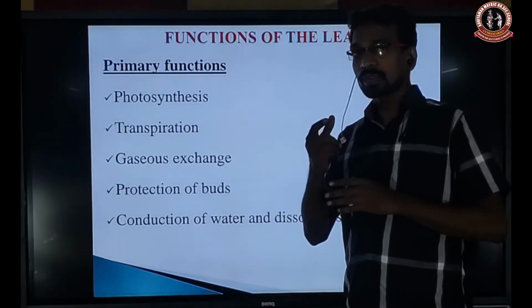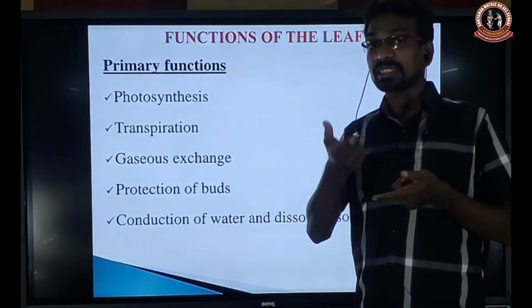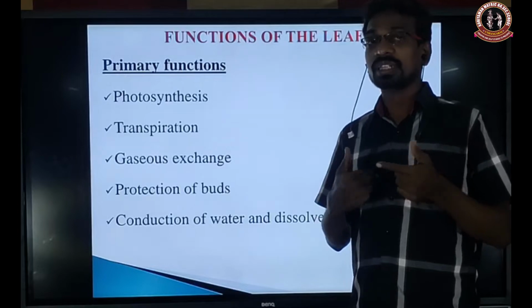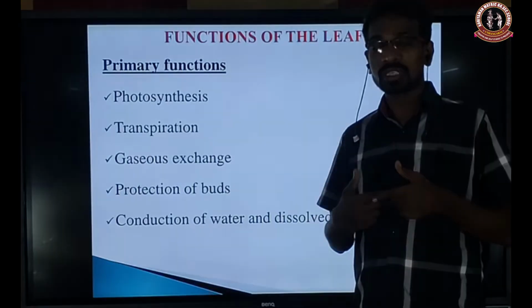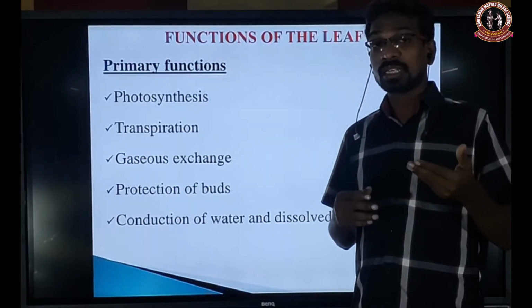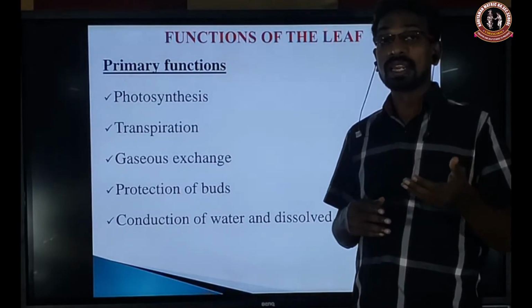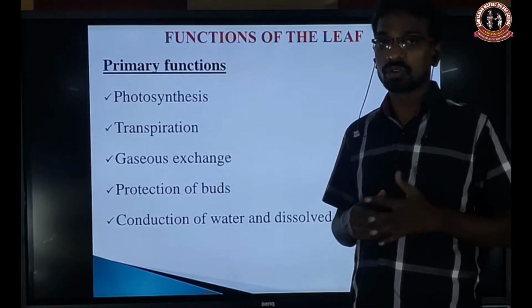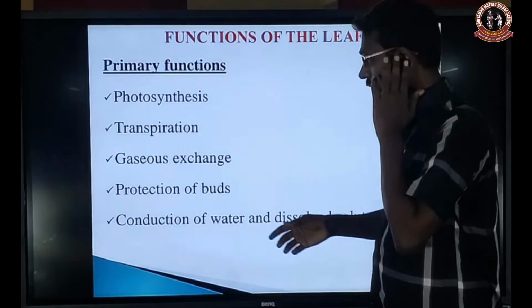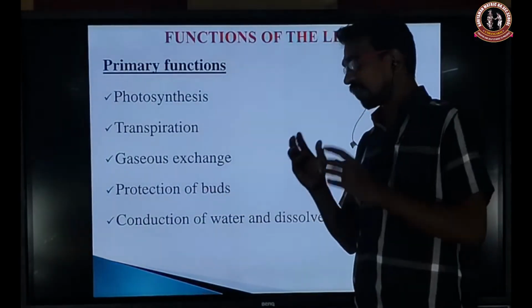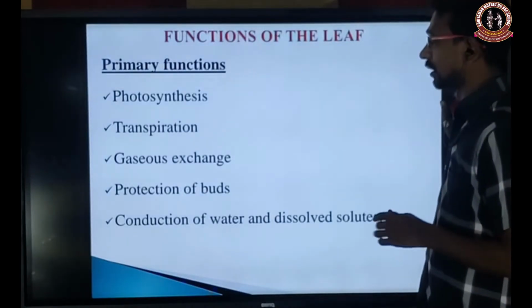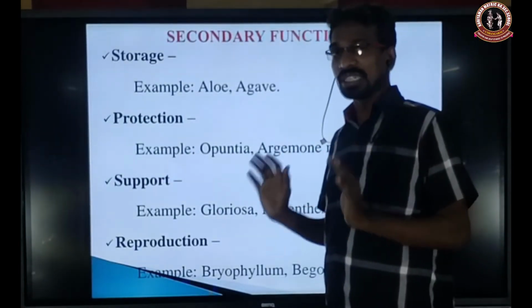The first is photosynthesis, the second is transpiration, the third is exchange of gases. During the daytime, most plants take in carbon dioxide and release oxygen. At night it is vice versa: they take in oxygen and release carbon dioxide. But there are some exceptions. In some plants, especially succulent xerophytic plants, carbon dioxide is taken in at night time and oxygen is released. The leaf also gives protection to flower buds and helps in conduction of water and dissolved solutes. These are the main primary functions of the leaf.